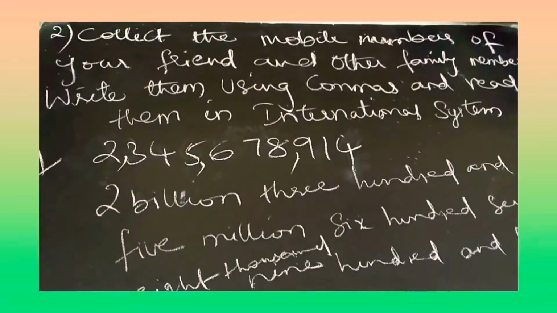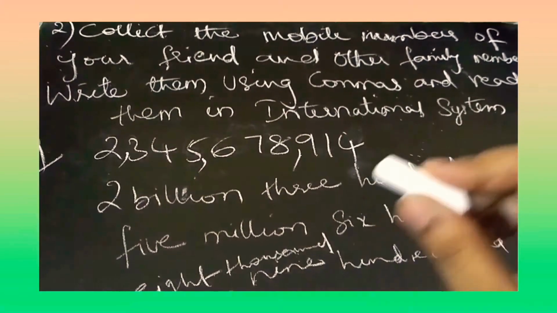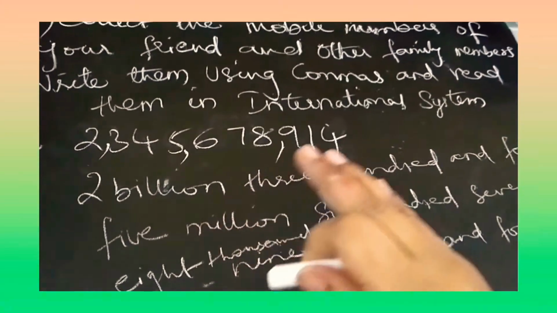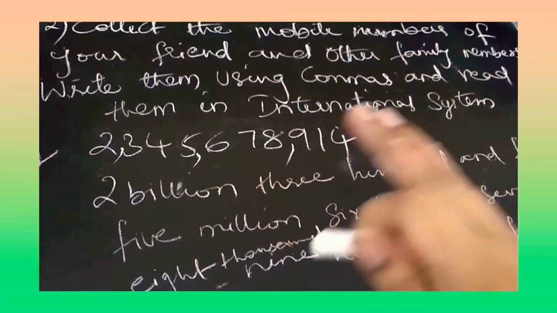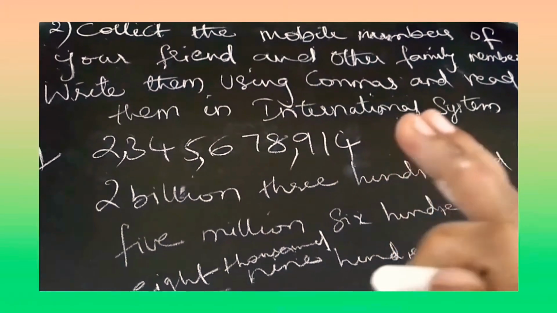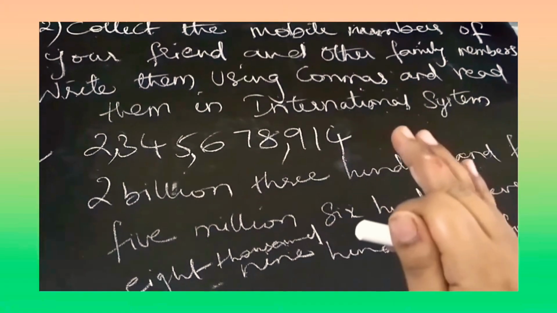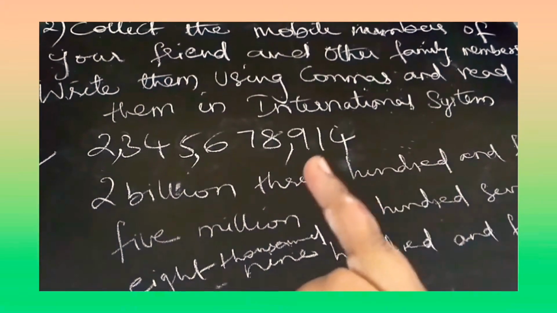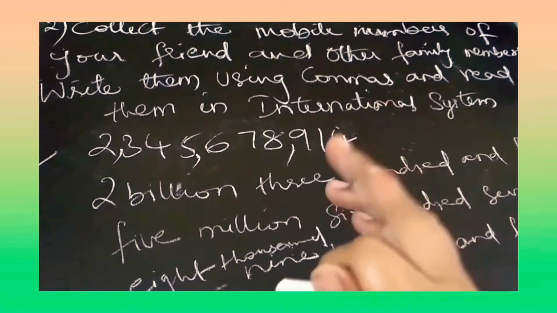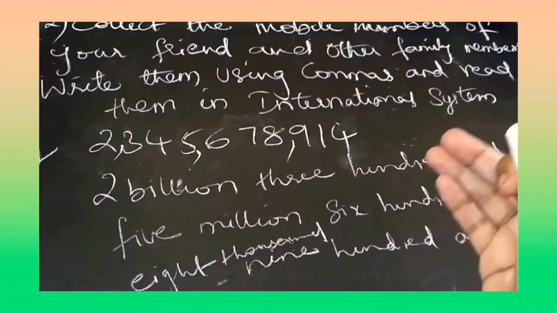Got it? Second one is collect the mobile numbers of your friends and other family members. Write them using commas and read them in international system. Whose number you want to take, it's your wish. You have to keep commas and read it in international system.